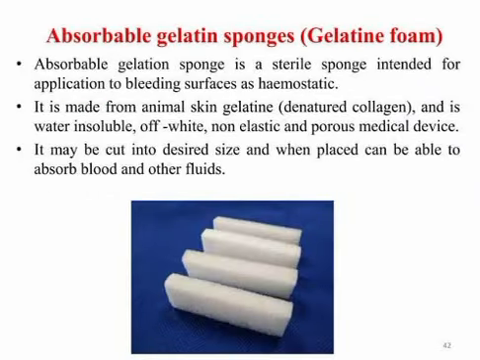And the next one is absorbable gelatin sponge, which is a sterile sponge intended for application on bleeding surfaces, mainly as a hemostatic. It is made from animal skin gelatin and it is water insoluble. So it may be cut into the desired size and placed where it can absorb the blood or other body fluids. It is mainly used to prevent bleeding and acts as a hemostatic.